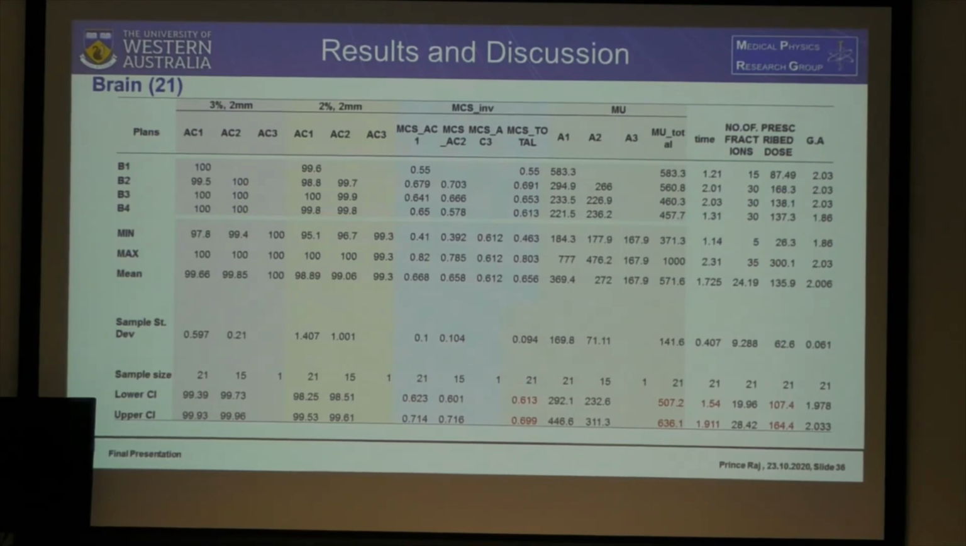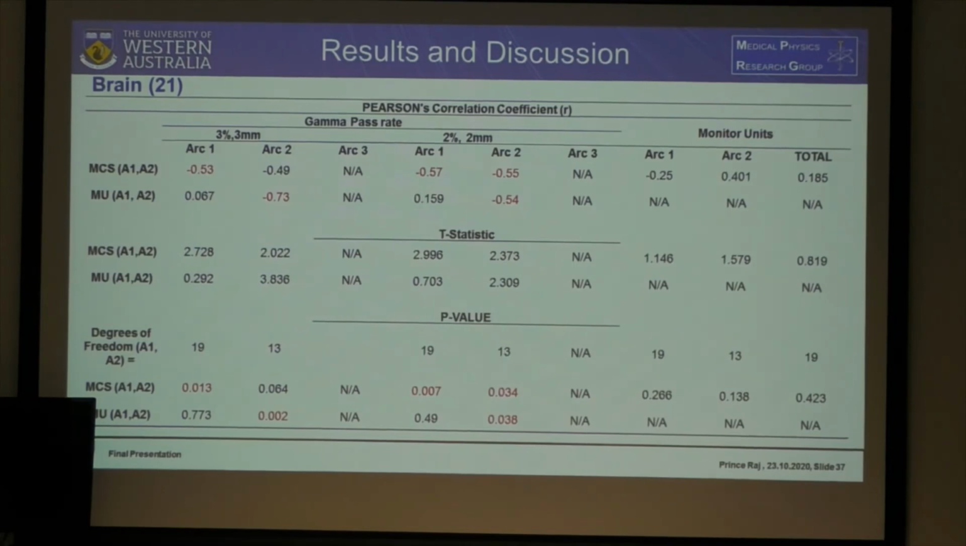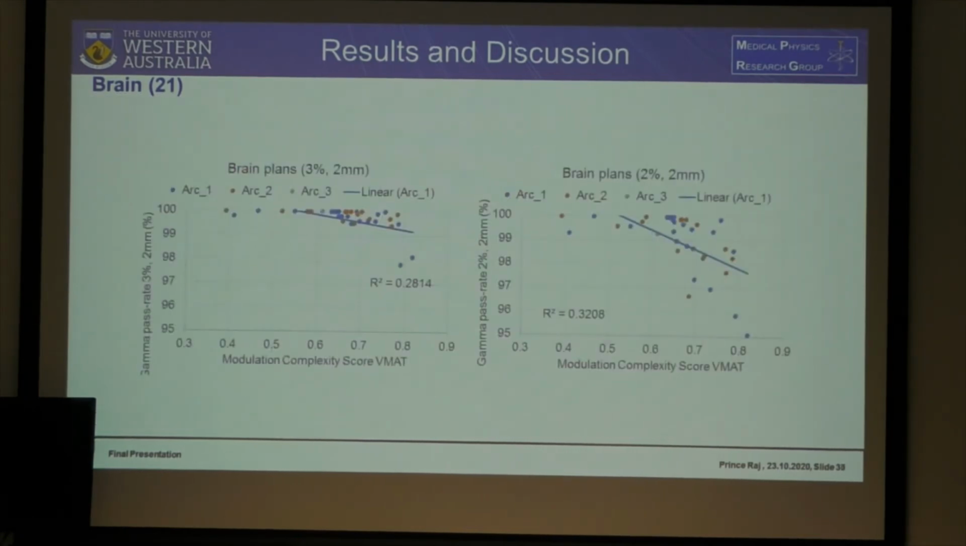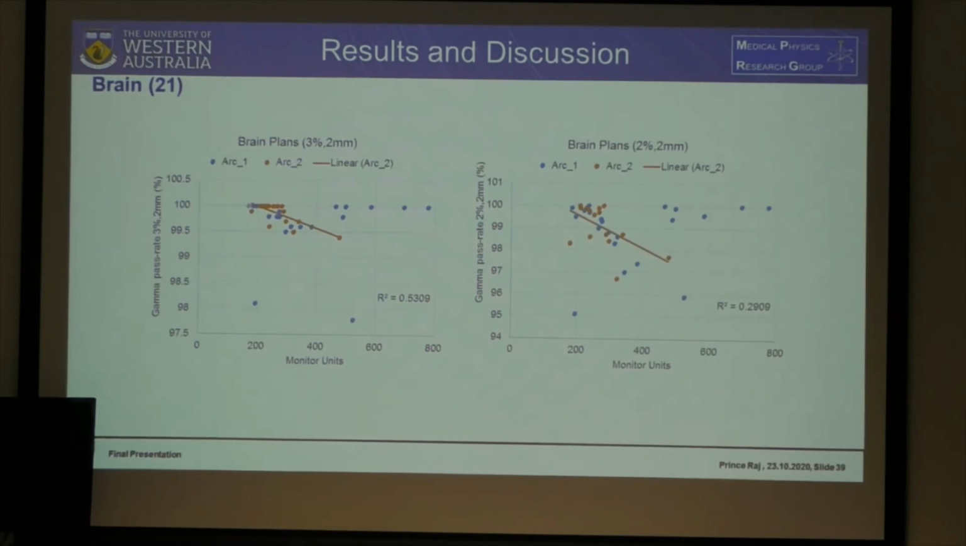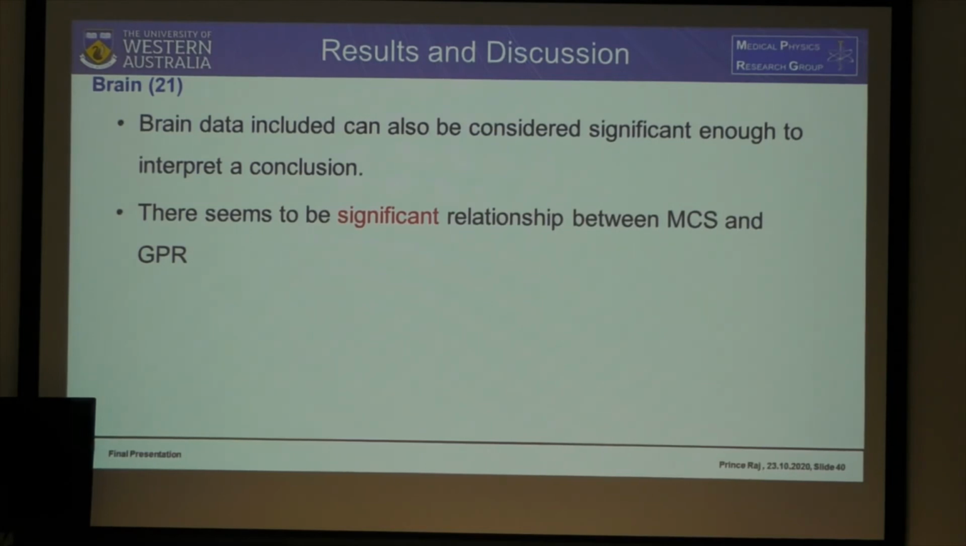In terms of brain, we had 21 plans, and we had a confidence interval similar to the prostate. This also took a similar time in terms of calculation time. The hypothesis testing also found that there is a significant relationship between MCS and gamma pass rate for different criteria, which can again be summarized by this plot. So this plot establishes the monitor units and gamma pass rate relationship, which we found to be significant enough. And also there seems to be a significant relationship between MCS and gamma pass rate in terms of brain as well.